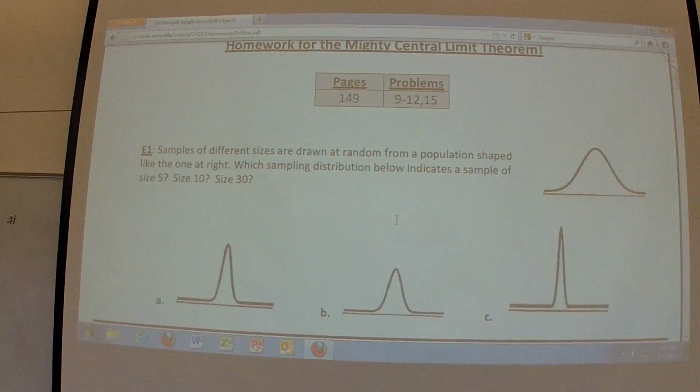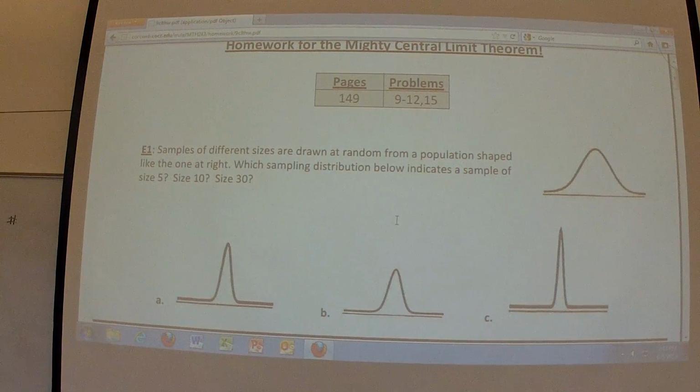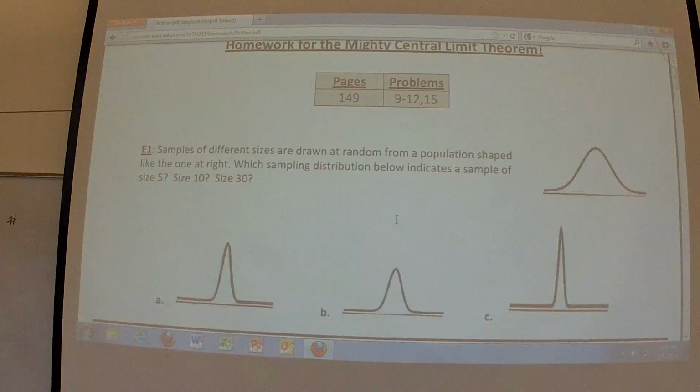Okay. I poached these graphics from Monty Cheney's old notes. I was going to make it myself. I'm like, what the hell? You're doing it for me.